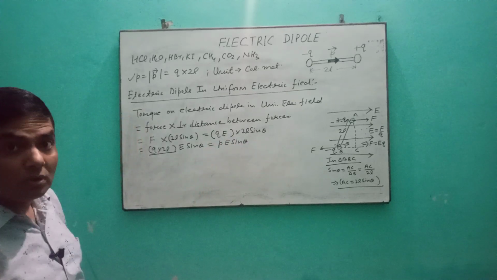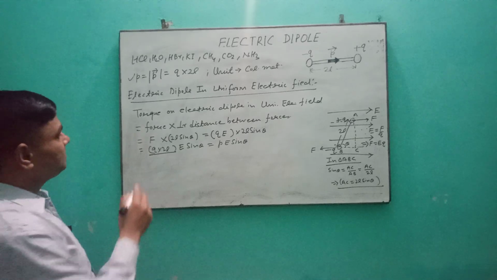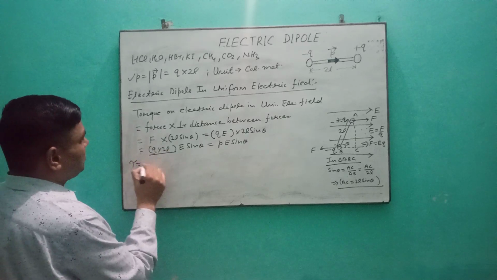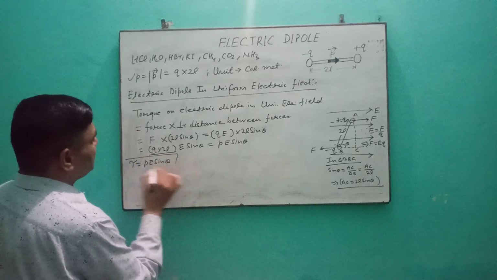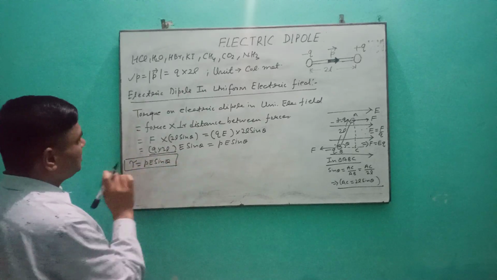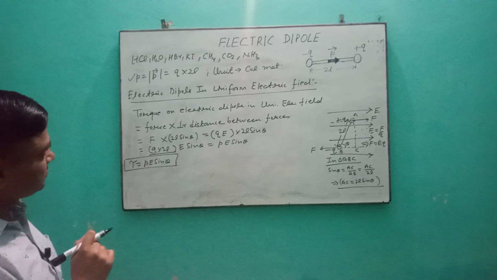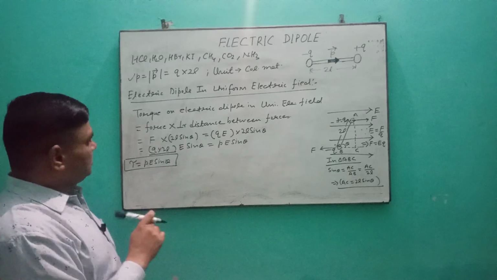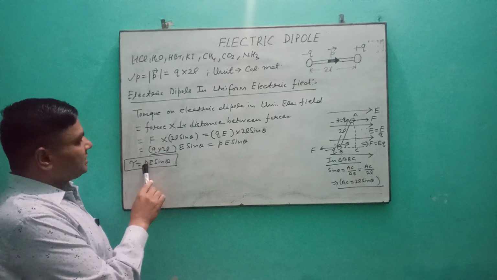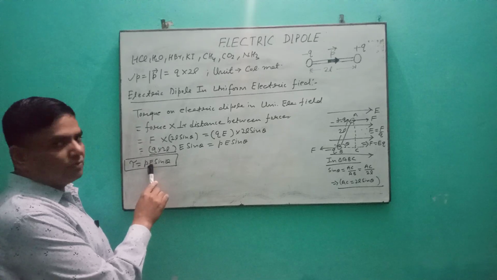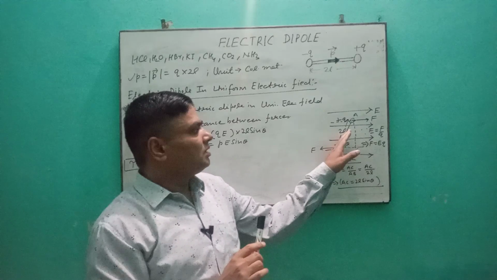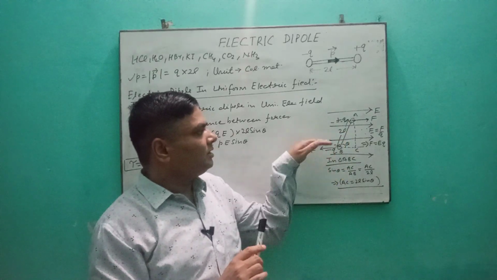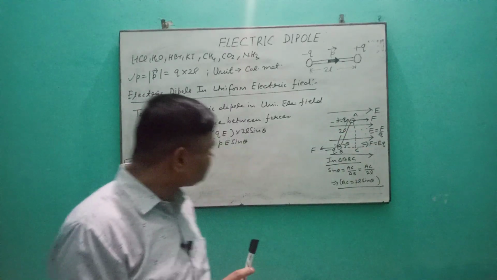Hence the value of torque acting on an electric dipole will be tau is equal to P into E into sine theta. This is torque tau, and in this formula P is the electric dipole moment, E is the intensity of the electric field, and theta is the angle between the axis of the electric dipole and the electric field.